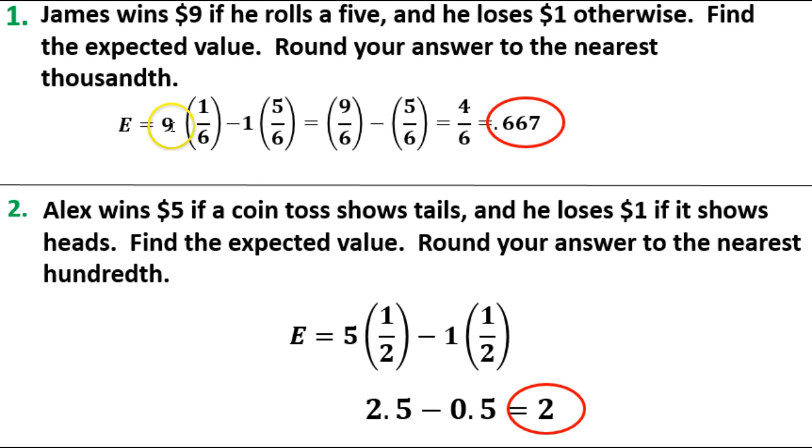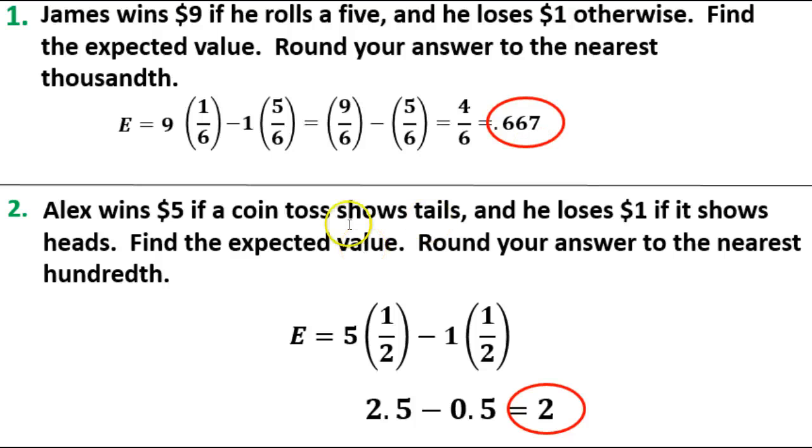So 9, excuse me, this is the amount of payoff. Then the probability of rolling a 5 is 1/6. We're going to subtract $1 here because he'll lose $1 if he rolls anything else, times the probability of rolling anything else, which is 5/6. So then we're just going to simplify this. It simplifies to 4/6, which is 0.667. I asked to round this one to the nearest thousandth, so 3 decimals.